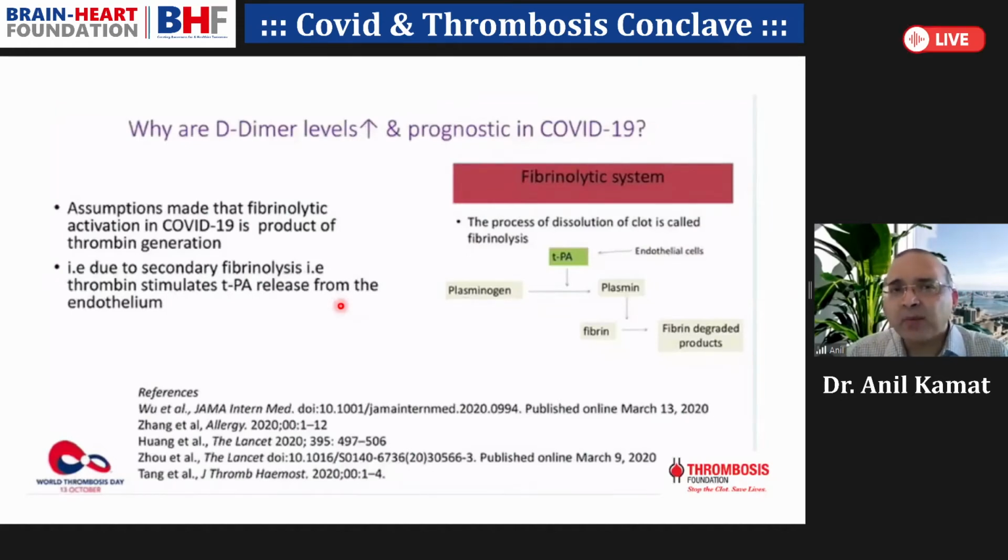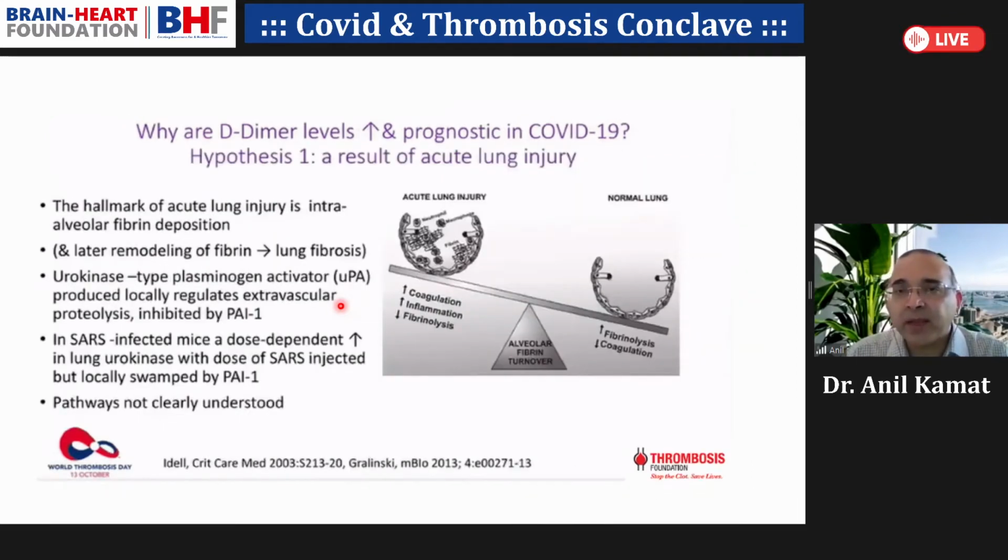So why is the D-dimer so high? And what is the prognosis in COVID because of the D-dimer? As you are aware, D-dimer is a fibrin degradation product. It is due to the breakdown of fibrinogen to fibrin and fibrin to FDP due to the action of plasmin. As you are aware, in the lung, when there is acute lung injury, there is release of urokinase, what we call as uPA, from the pneumocytes. And this causes a huge release to regulate the extravascular proteolysis by PAI-1. And this has been demonstrated very effectively.